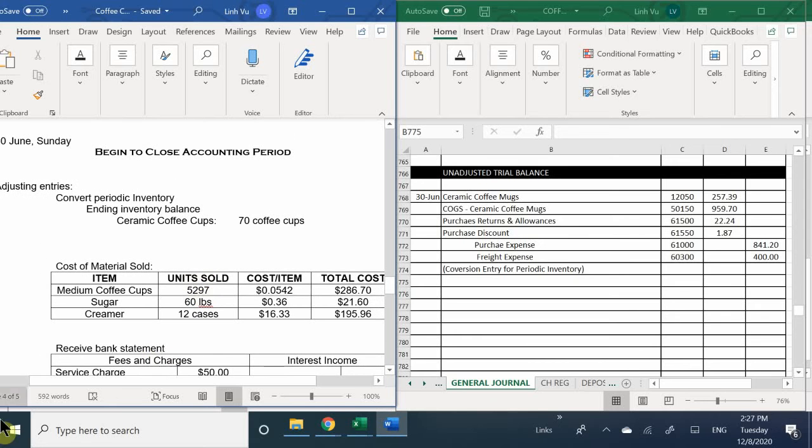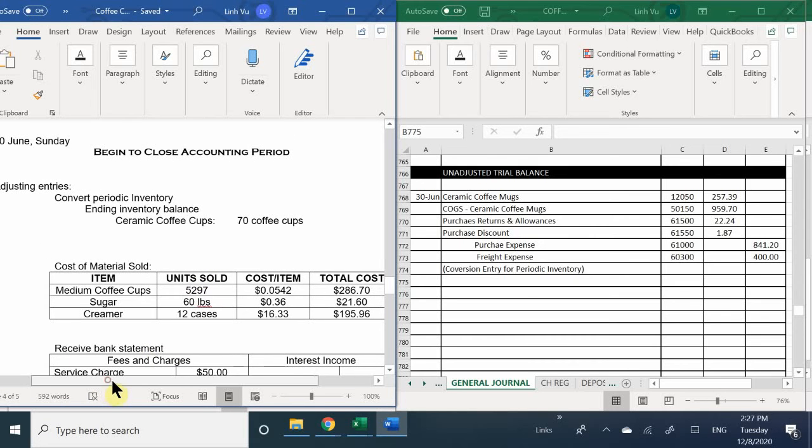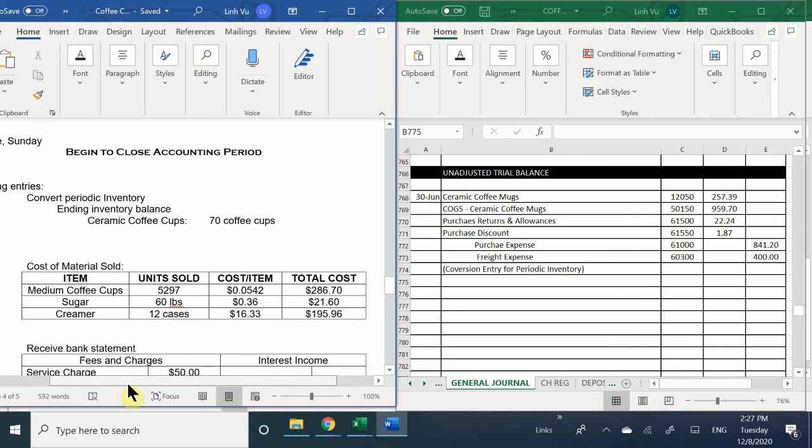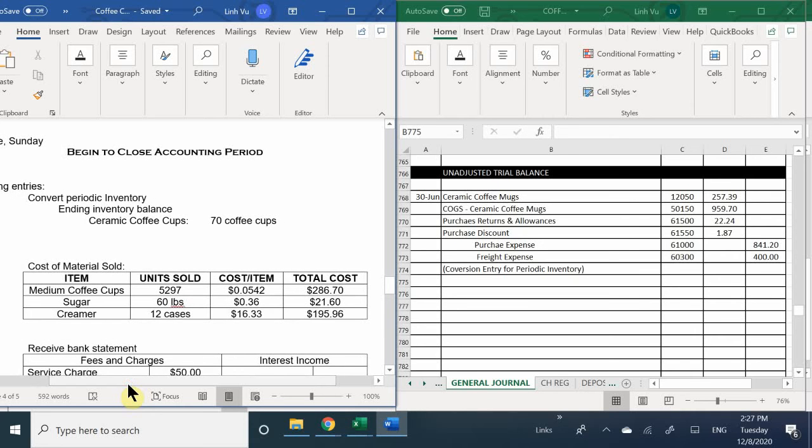All right. So now we're looking at the second one, which is going to be cost of materials sold. So in our entire business, we sold approximately 5,297 medium cups. All right. And we sold or used 60 pounds of sugar and 12 cases of coffee creamer.